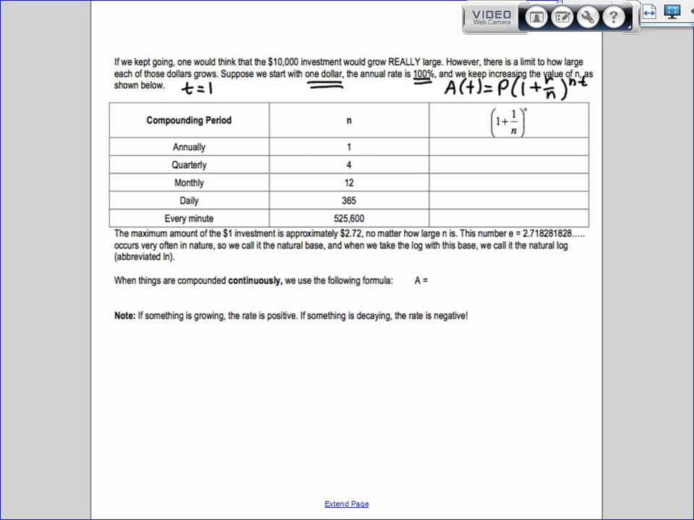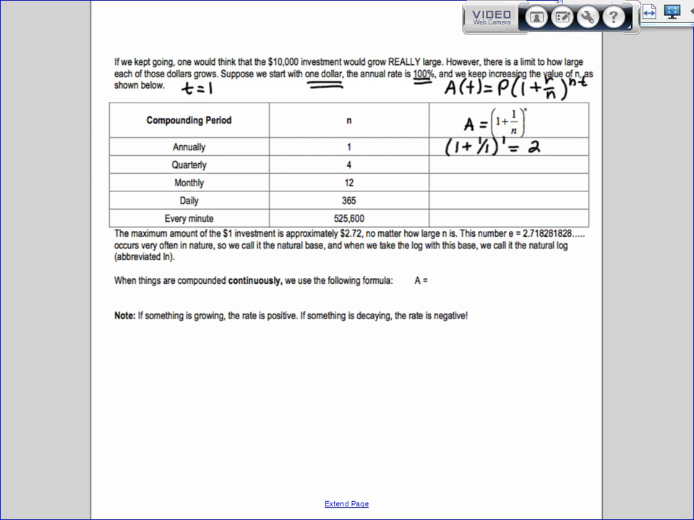Most of this stuff is 1. So the P was 1, the R was 1, right? 100% is 1. The T was 1, and it ends up giving you this formula: A equals (1 plus 1 over N) raised to the N. So if we just compounded 1 time a year, annually, then after 1 year, we would have (1 plus 1 over 1) raised to the 1. We'd have $2. Does that make sense?